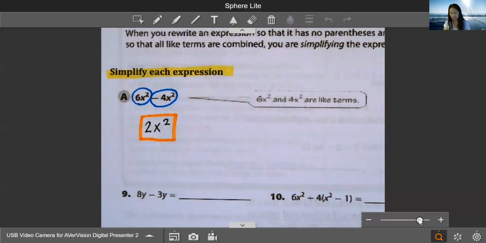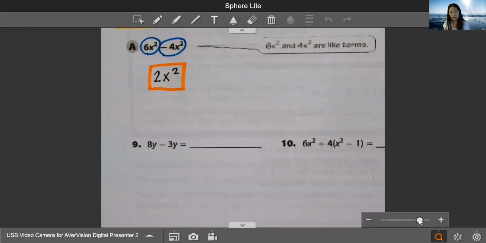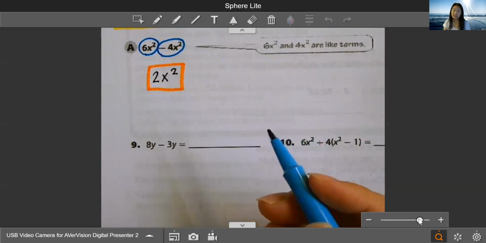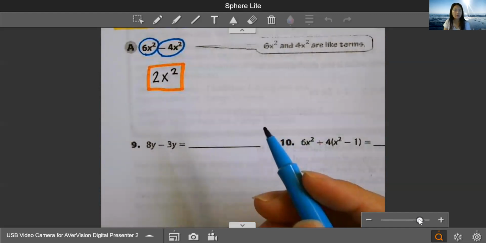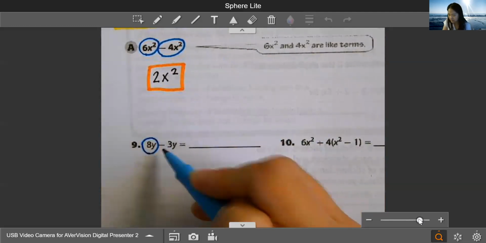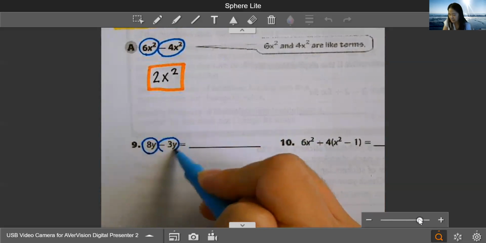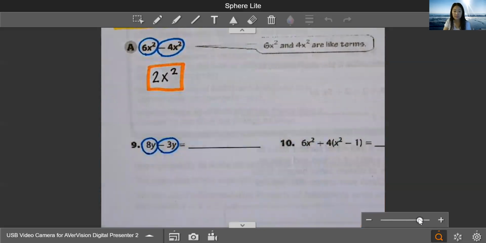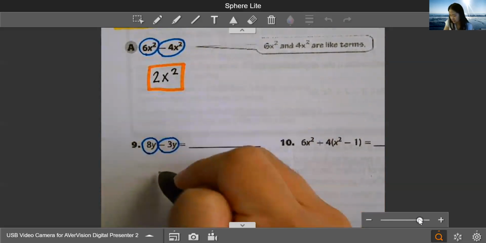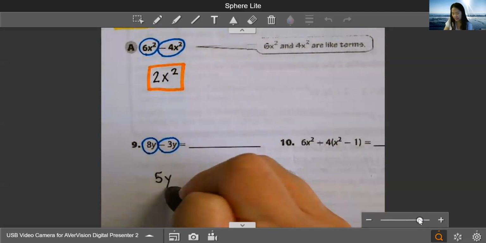Let's do another one. Number 9, right below. So 8y minus 3y. Well, they both have the same variable y, and they're both just raised to the first power. They are like terms, so I'm going to circle 8y, and I'm going to circle minus 3y. That means you will be subtracting the coefficients. So 8 minus 3 is 5, so the answer is 5y.